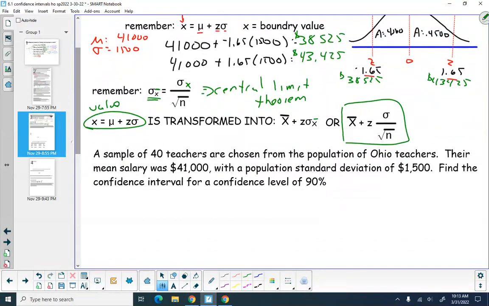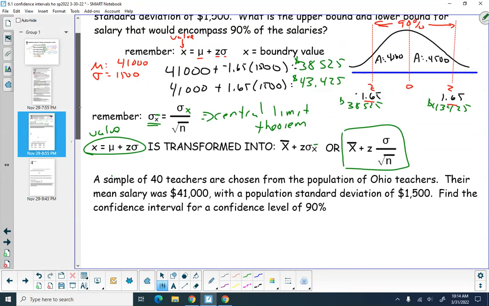So if a sample of 40 teachers is chosen from the state of Ohio, the population of Ohio, we're just doing a sample. We're doing a sample of 40 teachers. Their mean salary was 41,000. The population standard deviation is 1,500. Find a confidence interval of 90%.